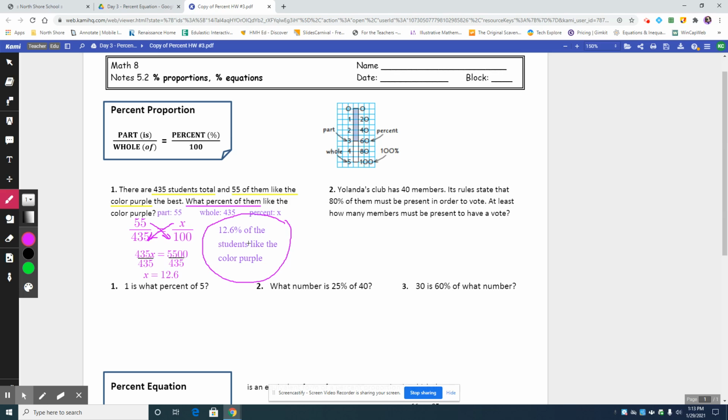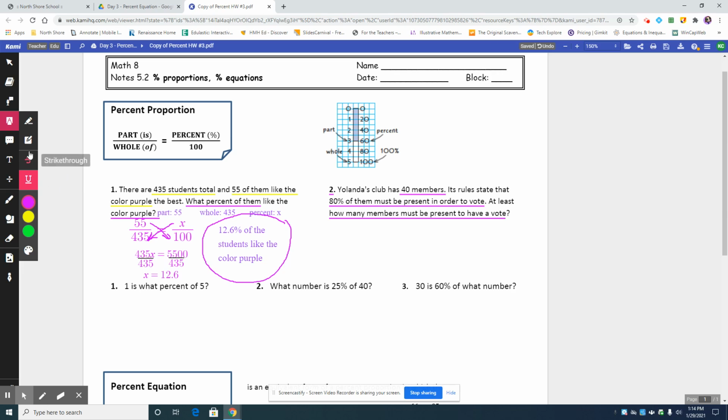All right, on to the next one. It says, Yolanda's club has 40 members. Boom, important. Its rules state that 80% of them must be present in order to vote. So 80% must be present in order to vote. At least how many members must be present?